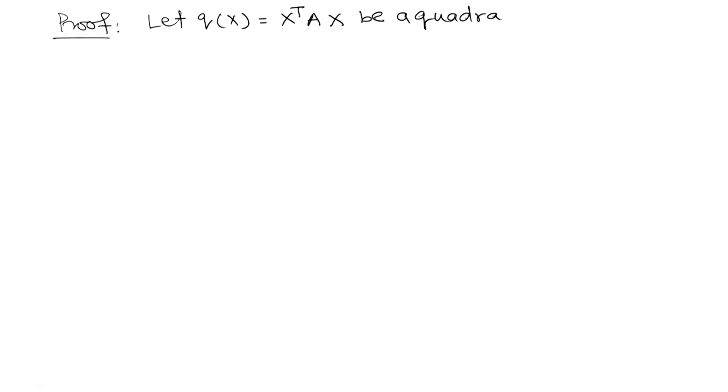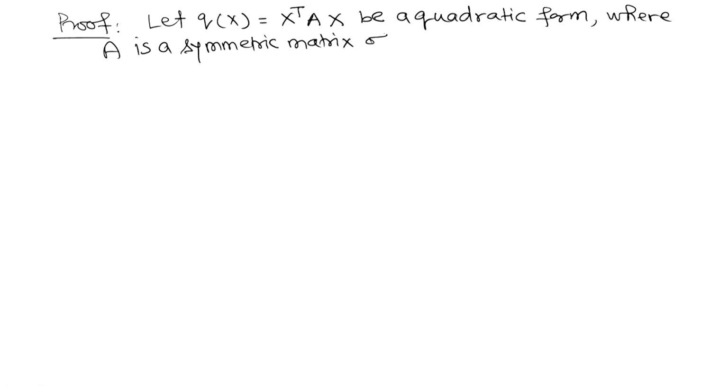Proof: let Q of x equals x transpose A x be a quadratic form, where A is a symmetric matrix of order n and x is a vector from the n dimensional real vector space.